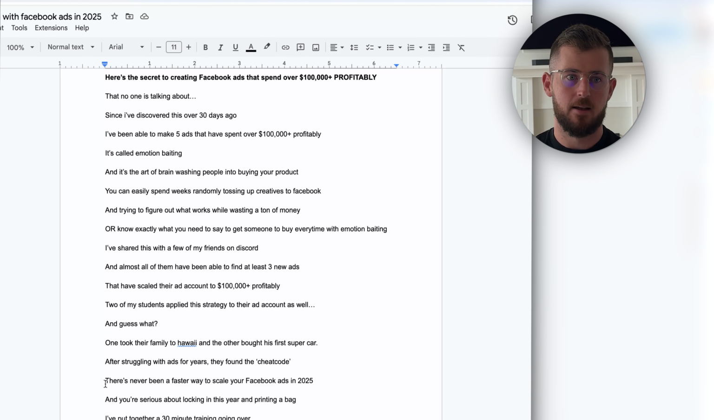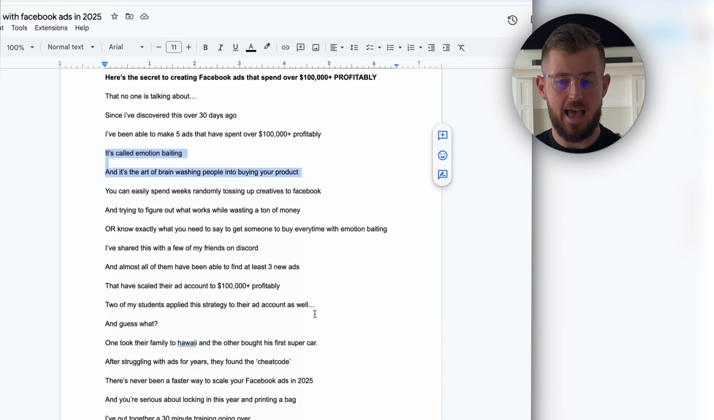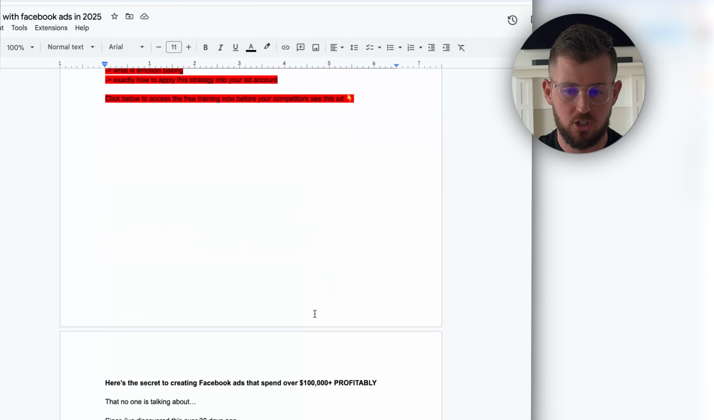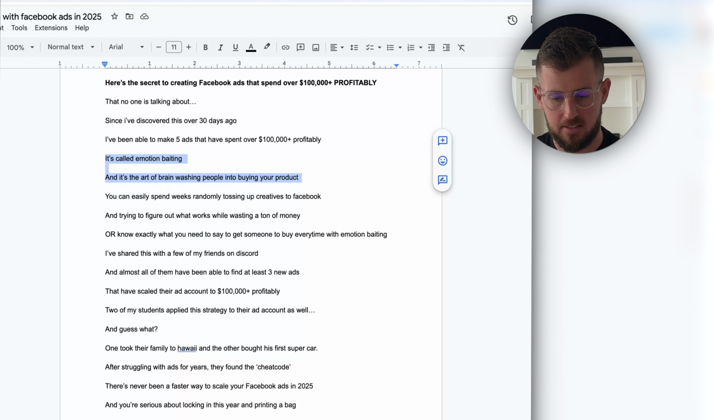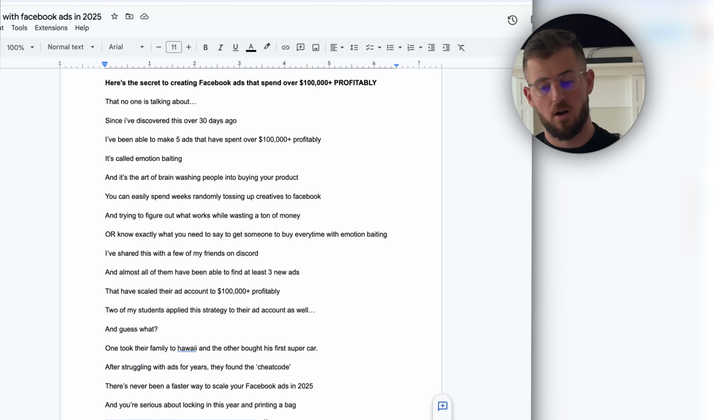The majority of this ad is focused on the actual aspect of what people want, and very little is tied to the actual mechanism and how that mechanism works, which again, we spent a lot of time on in this. So this is very good. I really like this ad right here. And then you'll see, put together a 30-minute training going over, and then boom, boom, boom.